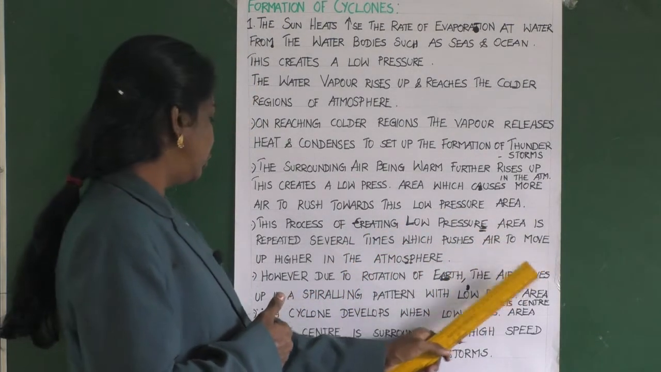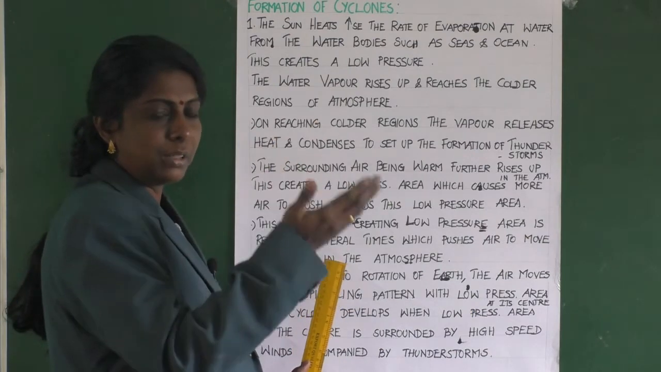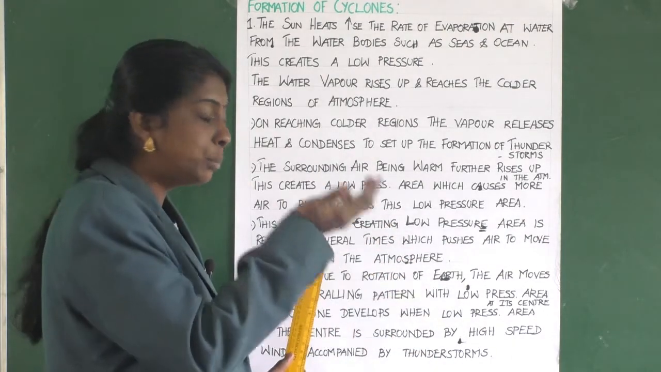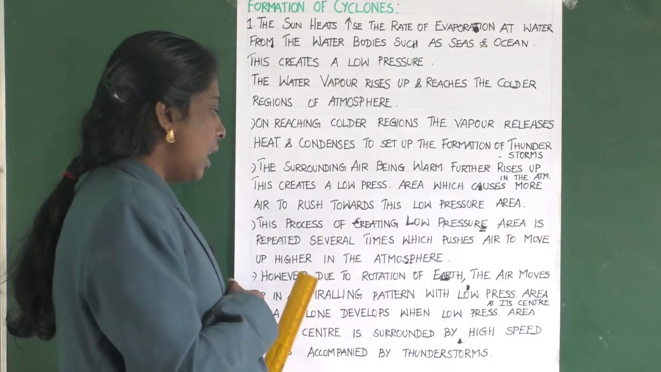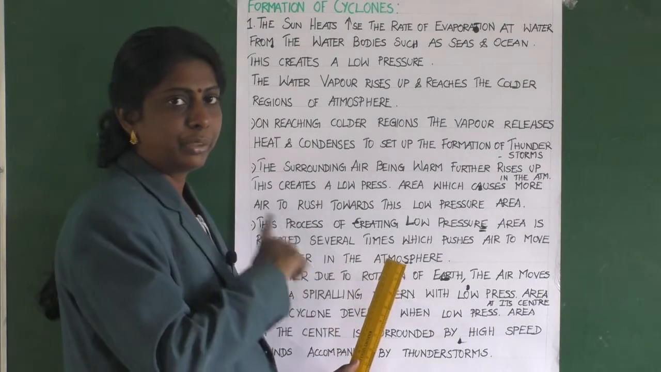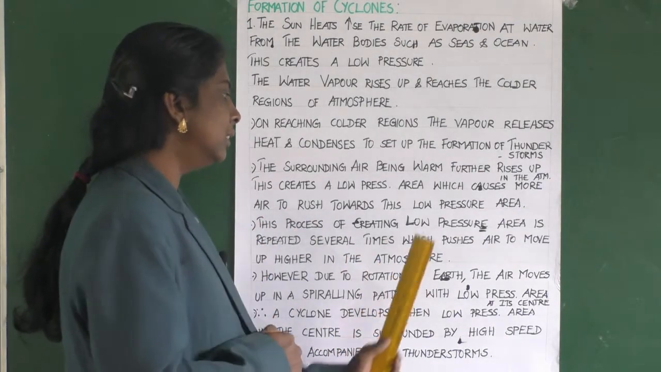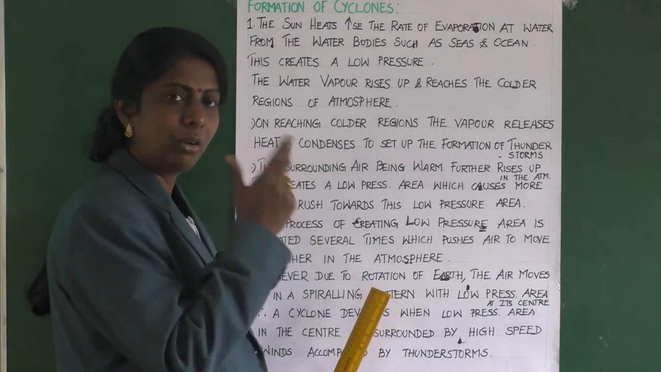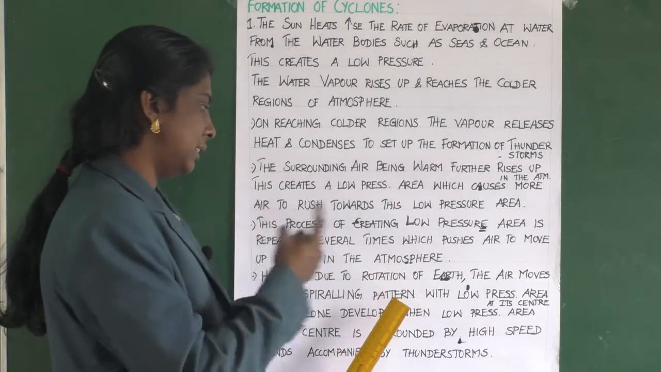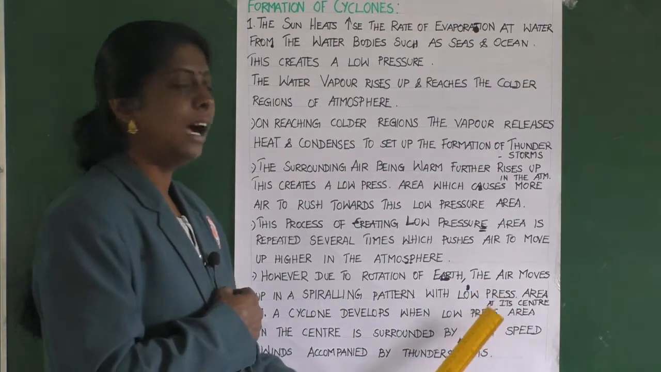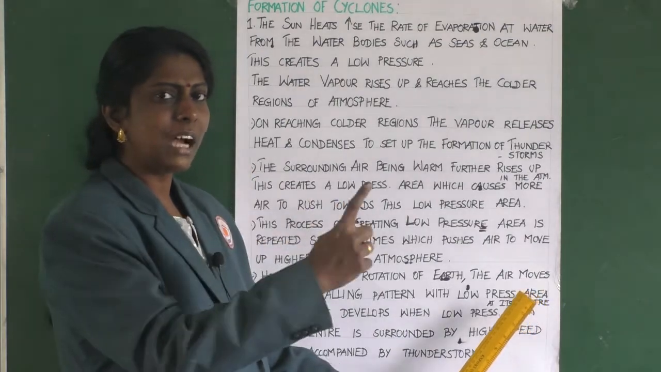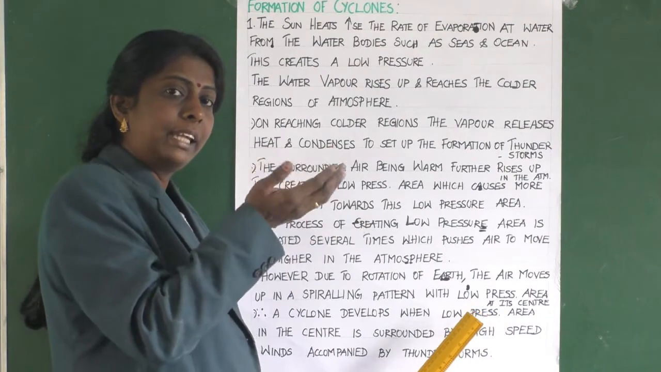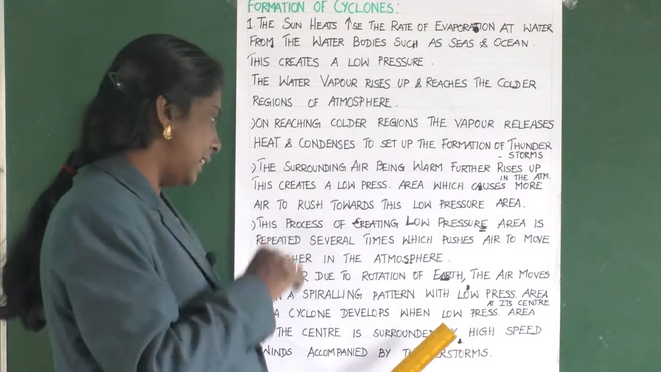This pushes air to move up higher in the atmosphere. So air is heated, expanded and pushed up in the atmosphere. However, due to rotation of the earth, the air moves up in a spiraling pattern, with the low pressure area at its center.